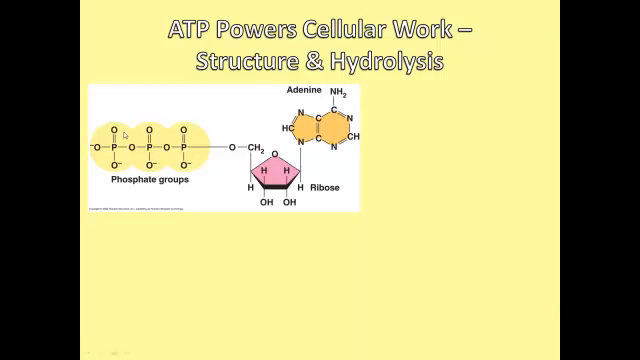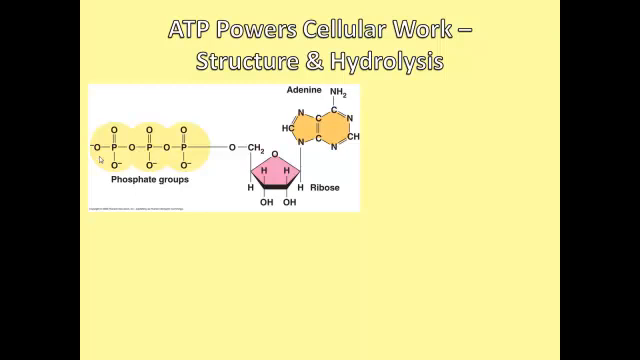ATP is a nucleotide with 3 phosphate groups. See, here's the pentose sugar. In this case, it's a ribose. Here's the base adenine, and here are those 3 phosphate groups. The covalent bonds between the phosphate groups contain a lot of potential energy. When those bonds are broken during the removal of the end phosphate group, energy is released.